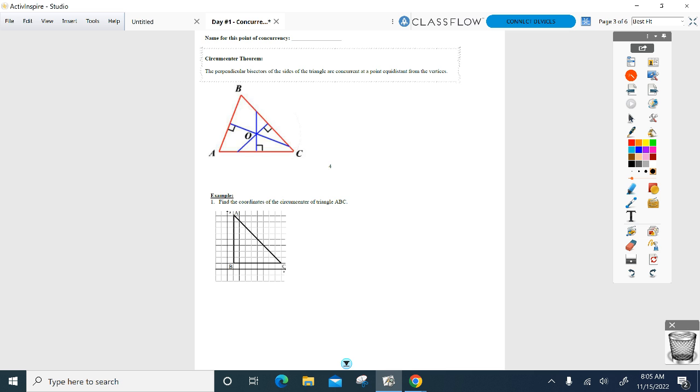Actually, you know what? Go back to your graph. Go back to the graph we just did. Take your compass for me real quick. Put the compass point on the circumcenter that we just found. And what I want you to do is open up your compass to one of the vertices of the triangle that we graphed.